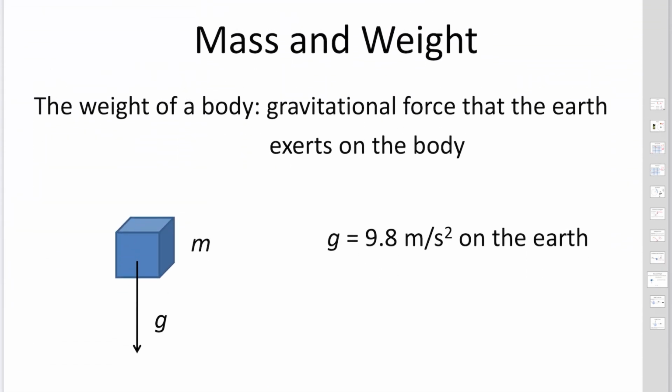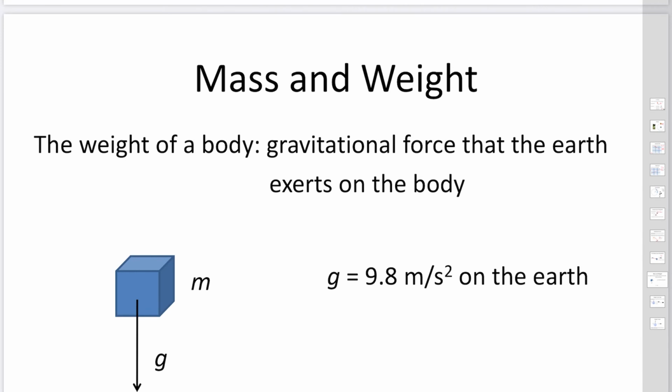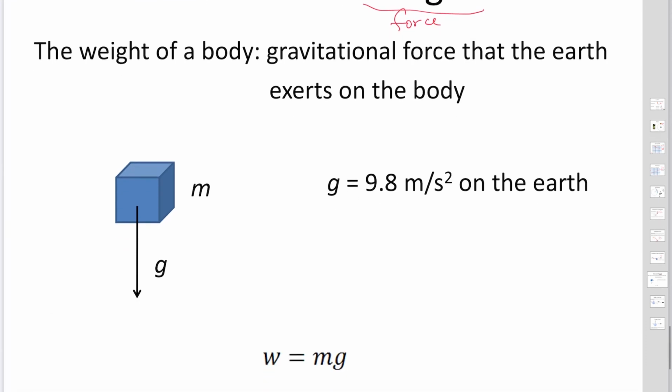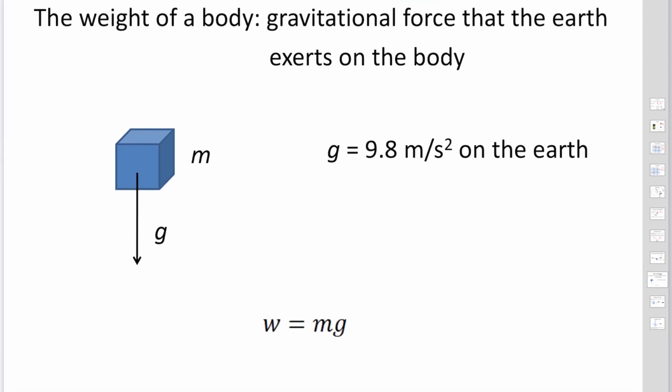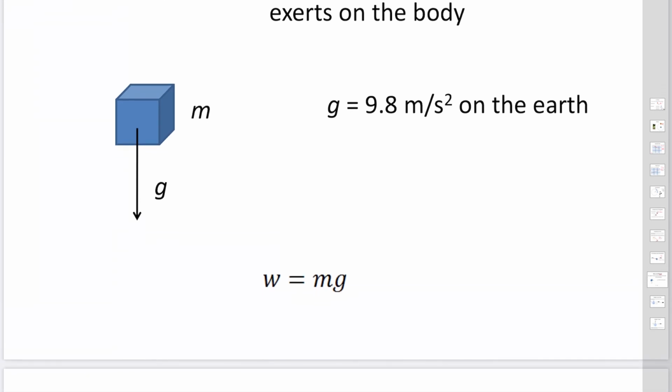Then mass and weight. The weight is actually a force. Weight of a body is the gravitational force that the Earth exerts on the body. Okay, so the gravitational acceleration of an object on the Earth is expressed as g, which is 9.8 meters per square second on the Earth. So weight is expressed as W equals mg. This is the gravitational force.